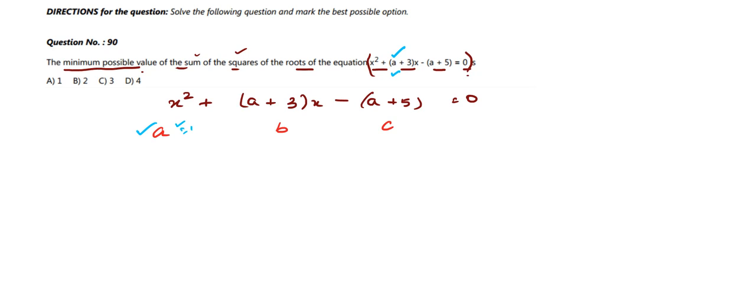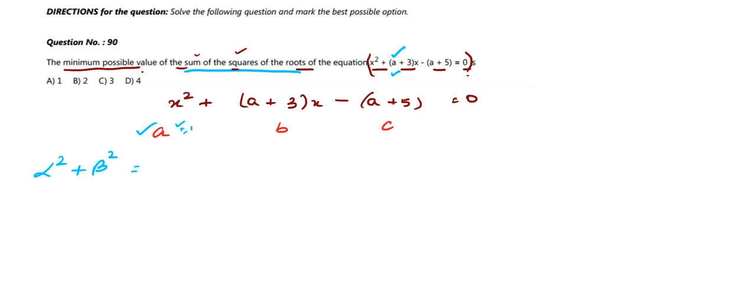So now let's first assume our roots. We have always assumed the roots to be alpha and beta, which are most suitable as roots. So we will assume our roots to be alpha and beta. And here we need the sum of the squares of the roots. So we have squares of the roots and we have the sum of them. So this will be alpha square plus beta square.